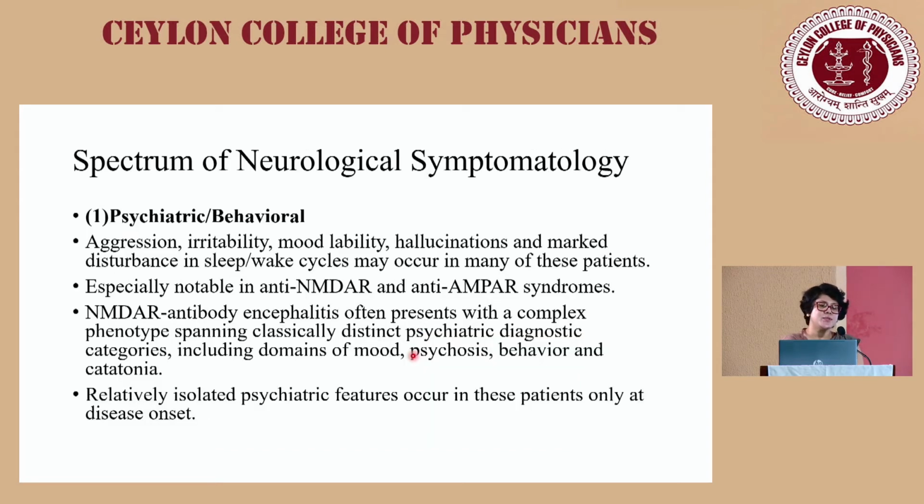And then how do these patients with autoimmune encephalitis present to us? They present with a wide spectrum of neurological symptomatology. One of the most common features is the psychiatric or behavioral manifestations. They can come with aggression, irritability, mood lability, hallucinations, and marked sleep-wake cycle disturbances. And mostly this is encountered in our most prevalent NMDAR encephalitis, and also in AMPA.